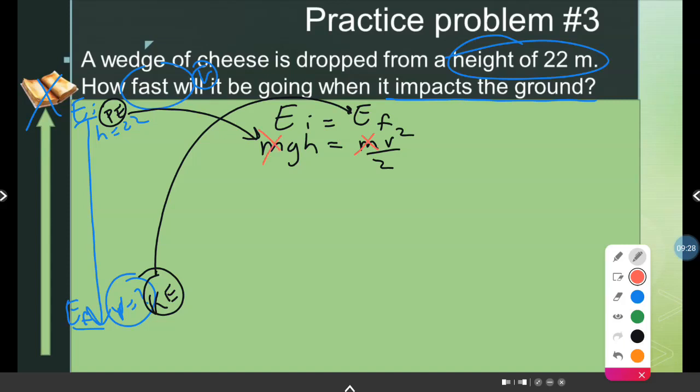Mass doesn't matter. We could have a humongous wedge of cheese. We could have a really small one. And as long as there's no air resistance from friction, we know that they're going to hit the ground at the same time, as we saw a long time ago in that video of the bowling ball and the feather. So let's plug in some numbers here. We know that G is 9.8, drops it from a height of 22. Equals V squared over 2. V is what we want to solve for here.